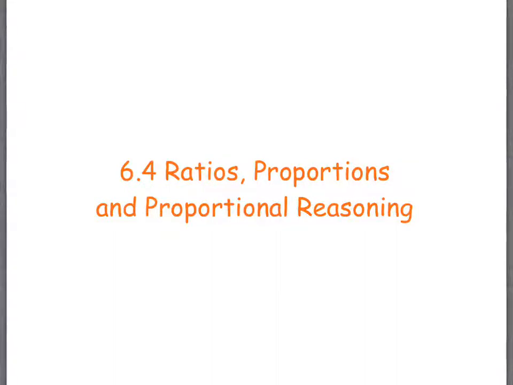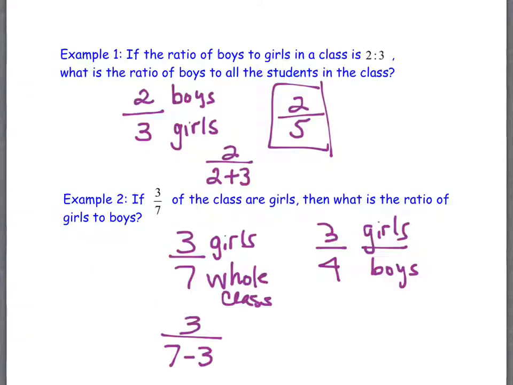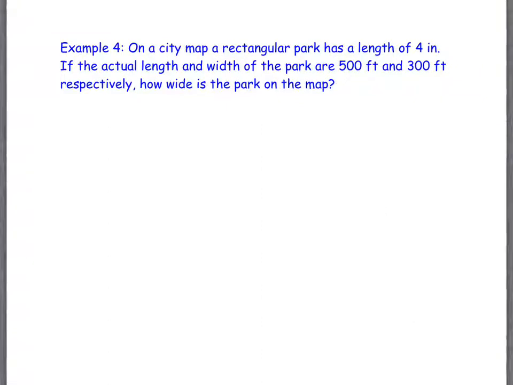We're working in section 6.4, where we have hit the point where we're talking about proportions, and we're going to take a look at example 4 next. Example 4 talks about a map. On a city map, a rectangular park has a length of 4 inches. If the actual length and width of the park are 500 feet and 300 feet respectively, how wide is the park on the map?